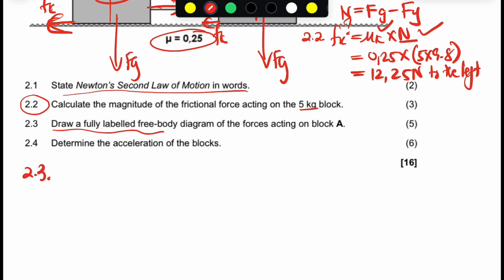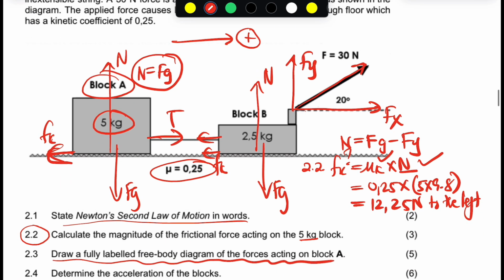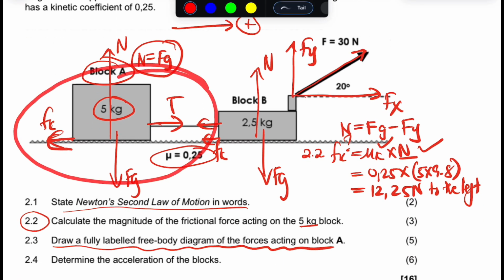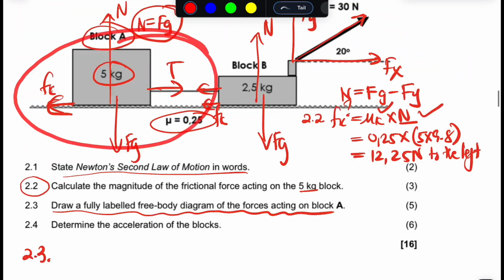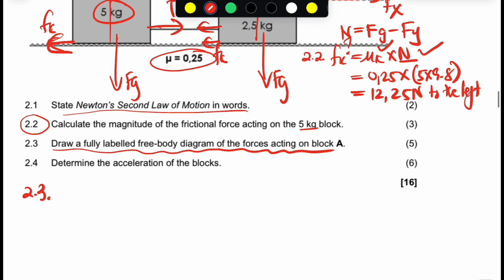It says draw a labelled free body diagram showing all the forces acting on block A. Since I've done the forces there, you can just use that. So it's going to be an object, a dot. We have a normal force, we have a gravitational force, and we have a tension. It must be straight lines, guys, and Fk there, right?